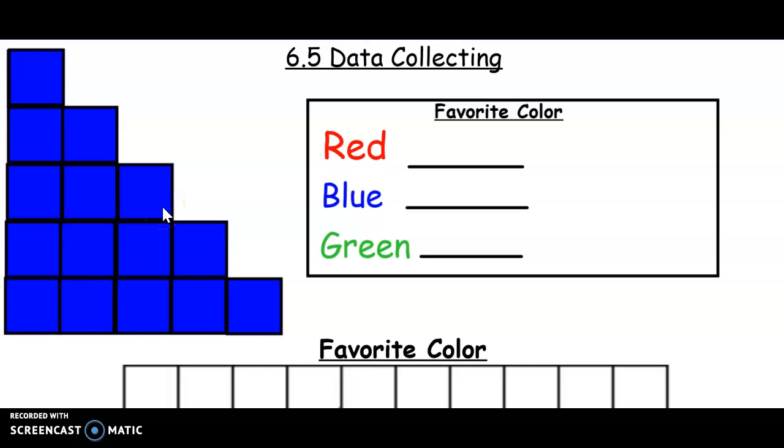Hi first graders, today we're doing lesson 6.5 and today we're focusing on collecting data. So if you're an in-class student right now with a substitute and you're watching this video, you need to vote on what your favorite color is. So think right now in your head, are you going to vote for red, blue, or green?